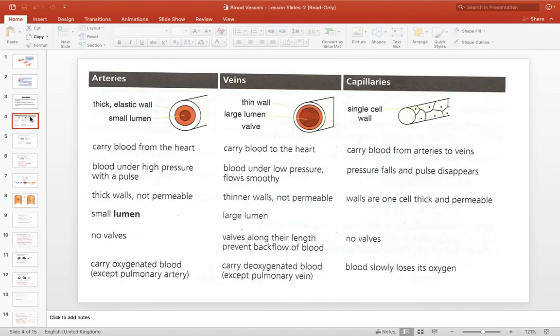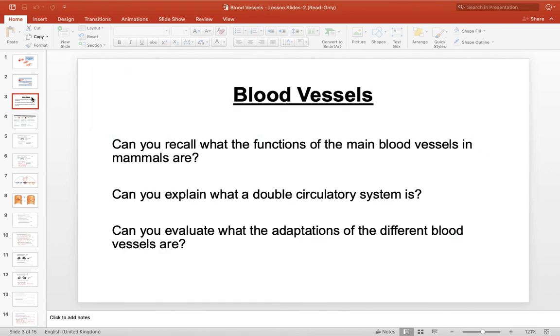If you have a look on the PowerPoint, there is this diagram here which compares the differences between the types of blood vessel. There is some diagrams that I've used and others that I haven't. The answers to all the worksheets are on the PowerPoint. You need to work through the worksheets now, please, and then mark your own answers.